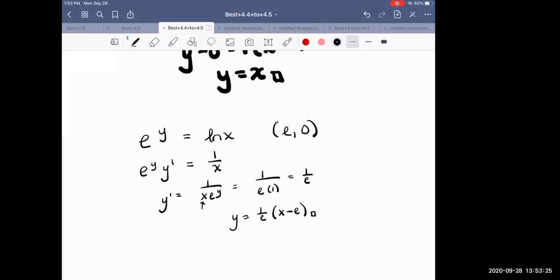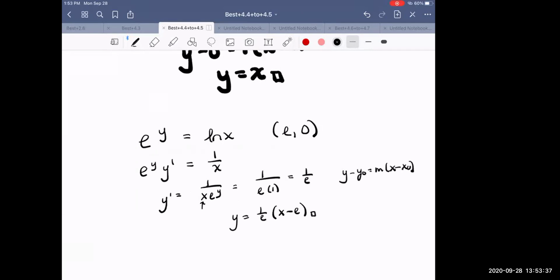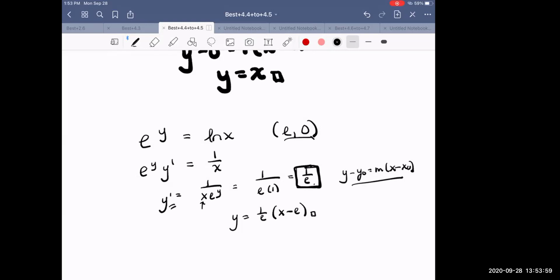Wait, how'd you get the x minus e part? Point slope form. Point slope formula: y minus y naught is equal to m times x minus x naught. This is the slope of the tangent line here, right? So you're evaluating the slope of the tangent line numerically here. And this is just a number, and we leave it like this because this is the exact form of the number rather than use a decimal. And then I just took this and the point and plugged it into the point slope formula. Okay, I get it now.